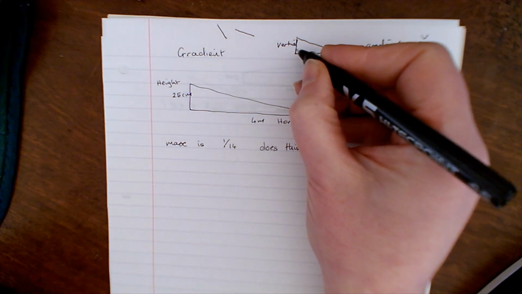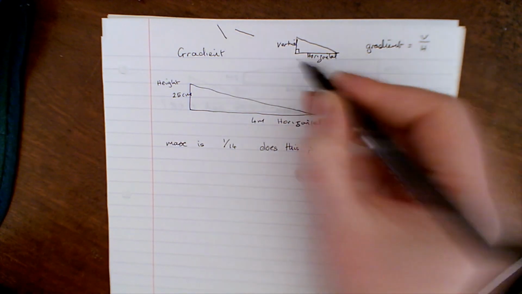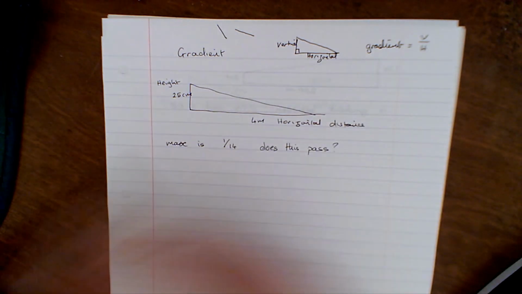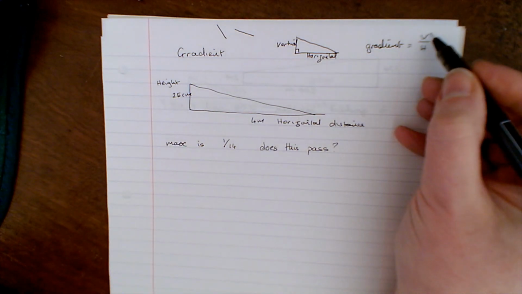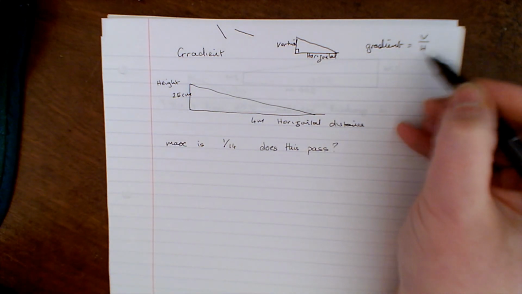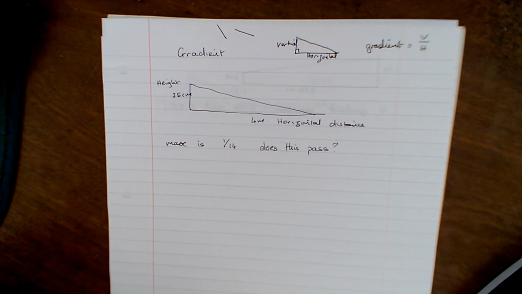Now, vertical and horizontal mean that they're at right angles to each other. So horizontal is along the way, it's like along the horizon. Vertical is up and down the way. So, gradient is the change in vertical over the change in horizontal.